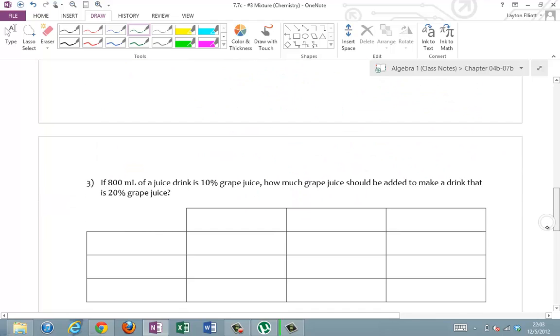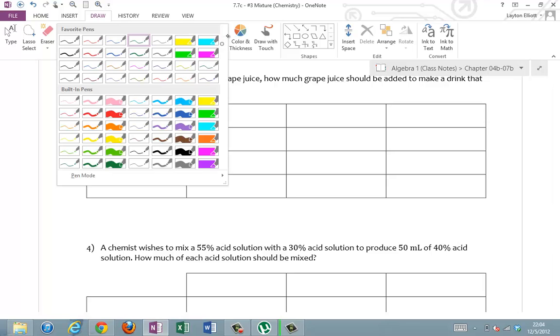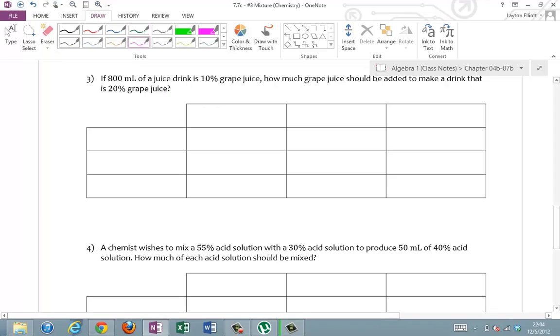Next one. We have 800 milliliters of a juice drink. Okay, we're back to juice drinks, because juice drinks are a lot like chemistry solutions. They're actually the same thing. Just one you can drink and the other one you shouldn't. Let's get pink going. Okay, 800 milliliters of a juice drink is 10% grape juice. How much grape juice should be added to make a drink that is 20% grape juice?